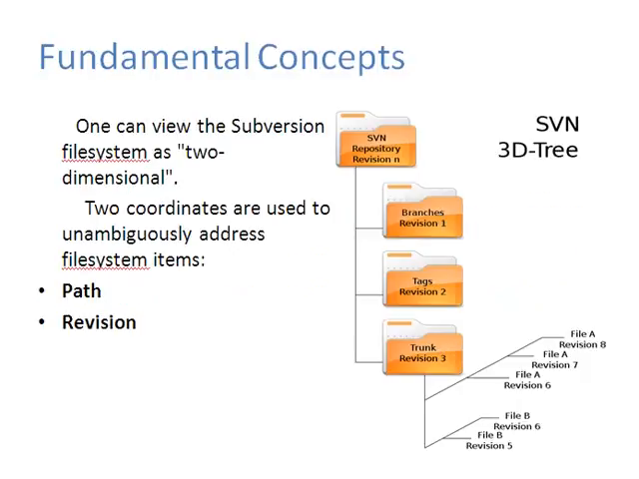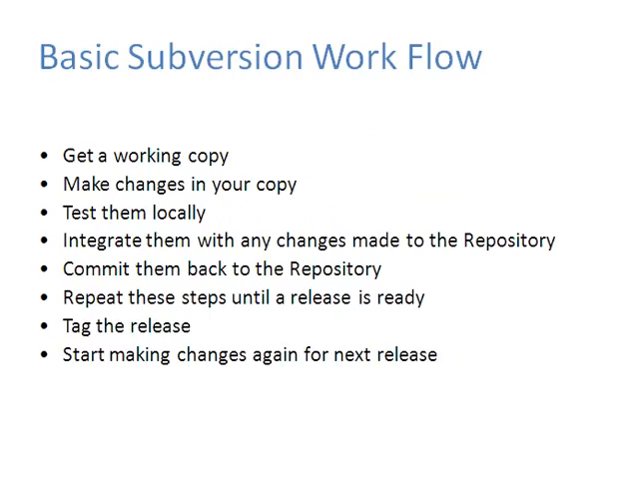One can view the Subversion file system as two-dimensional. Two coordinates are used to unambiguously address file system items: path and revision. Naming a file system object in Subversion is formed by the same rules as in Unix-like operating systems. There is only one root directory. The path elements are separated by a slash. The revision number in Subversion is a natural number. It addresses the state of the storage in the process of changing data contained in it. Every successful commit of changes generates exactly one new revision in the repository.